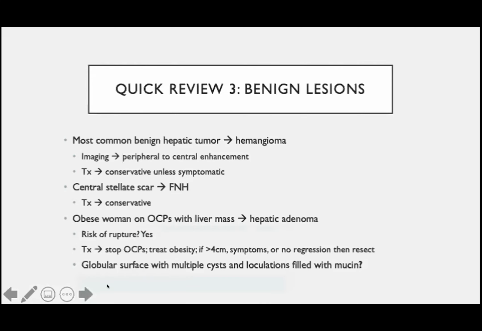What about the globular surface with multiple cysts and loculations filled with mucin? That's biliary cystadenoma. Yeah. And what do we do about that? Resect because of malignant potential. Yes, it's not working. Okay, exactly. Resection secondary to cancer risk. Perfect.